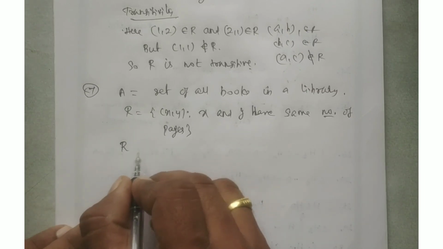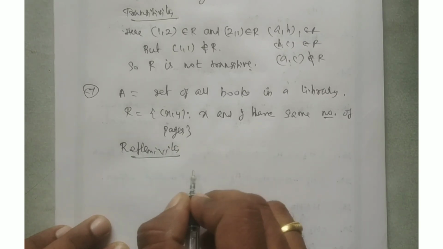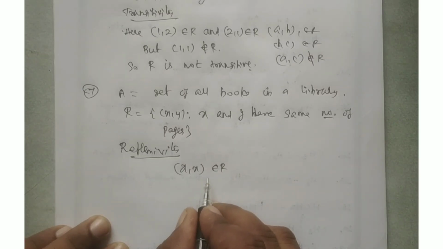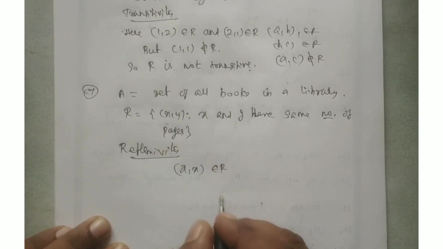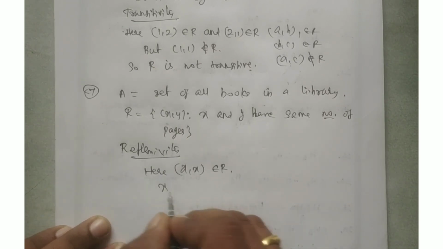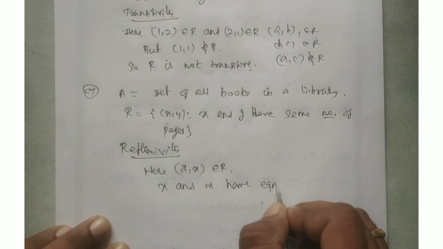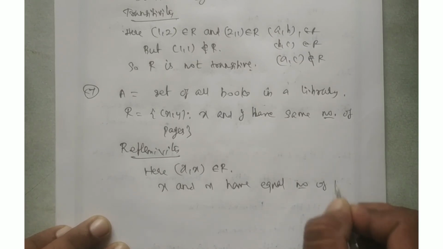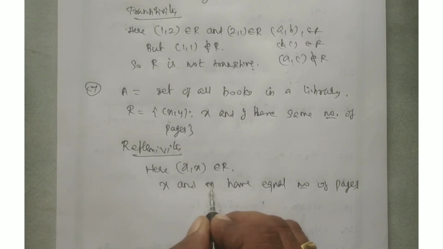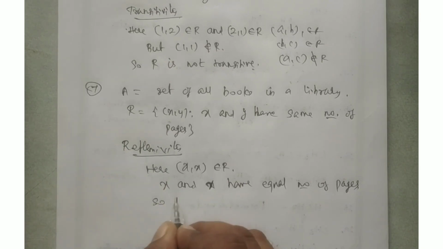First we will check reflexivity. What is reflexivity? (x, x) belongs to R means we can say that it is reflexive, for all x belonging to the set A. So here clearly we can say that (x, x) belongs to R because x and x have equal number of pages, that is same number of pages. x and x means two same books having equal number of pages, so it is clearly reflexive. So R is reflexive.